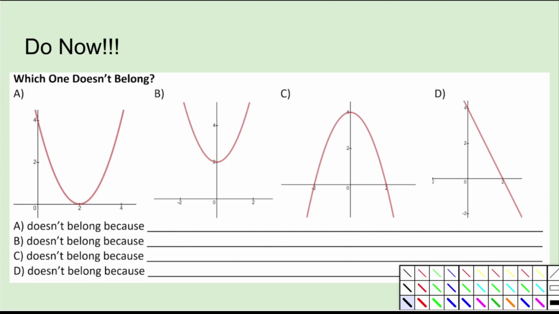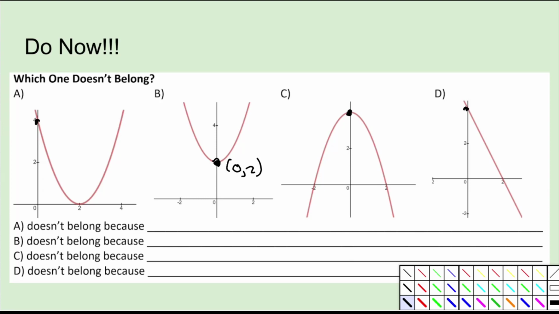Why does B not belong? One thing I notice is it's the only one with the y-intercept at (0, 2). If you notice, the first one has a y-intercept at 4, the third one has a y-intercept at 4, and D also has. So A, C, and D all have y-intercepts of 4. So this is the only one that has a different y-intercept.